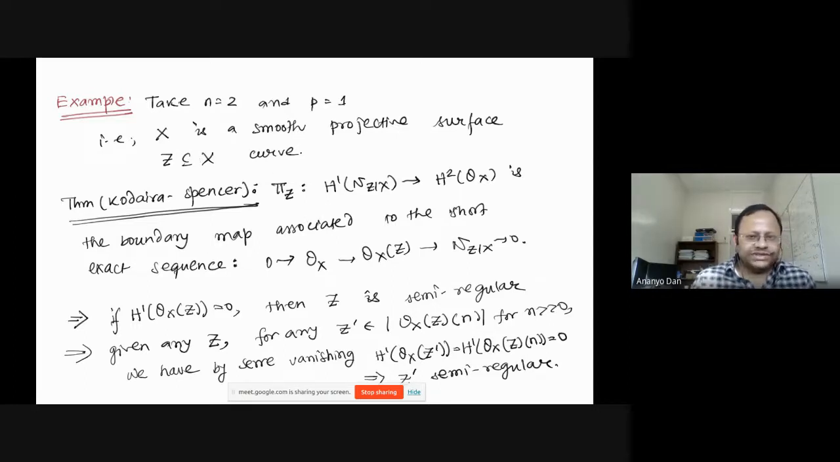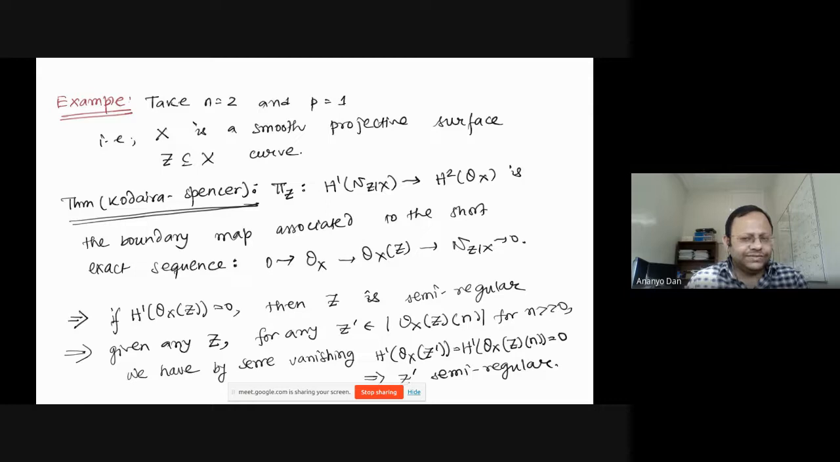And so this description of the semi-regularity map is much simpler in this setup, in the sense that it comes as the boundary map of a short exact sequence. So how does this short exact sequence come up? You can write the short exact sequence from the ideal sheaf of Z in X, going to the structure sheaf of X, going to the structure sheaf of Z. This is the typical short exact sequence of ideal sheaves that you can have.